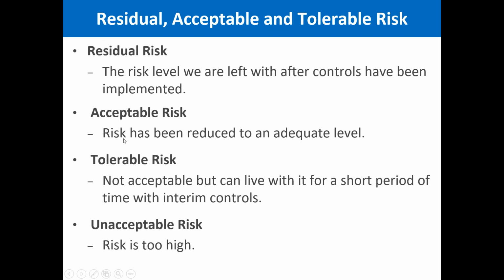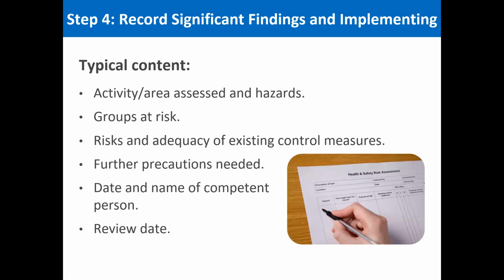Then there is acceptable risk: risk which has been reduced to an adequate level in which you feel comfortable to let your workers work. That is called an acceptable risk. Then there is tolerable risk. Tolerable risk is something which is not acceptable. The risk level is not acceptable, but you can live with that level of risk for a short period of time with interim or temporary control measures in place. And then unacceptable risk is risk which is too high. So those were the various definitions related to residual risk and risk.